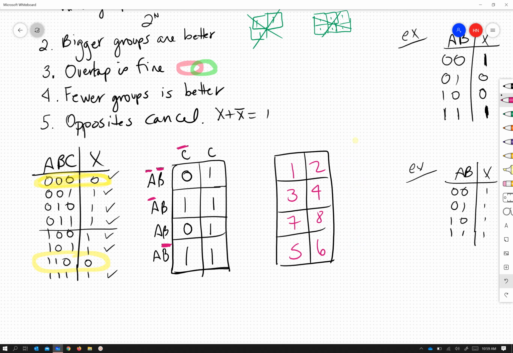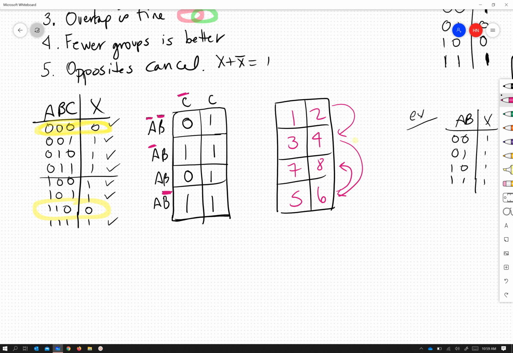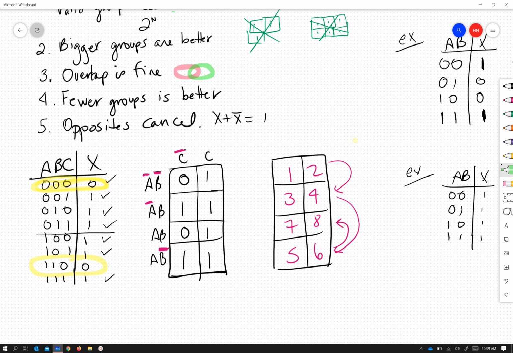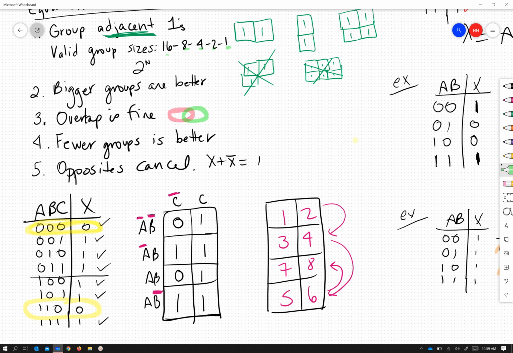I don't know if that arrow made sense, but it would go from here to here, then from here to here, and then from here to here. All right. So now that we have our K-map filled out, let's look for groupings. So adjacent ones, do you see adjacent ones? And remember, bigger is better. And then you just look for what cancels.